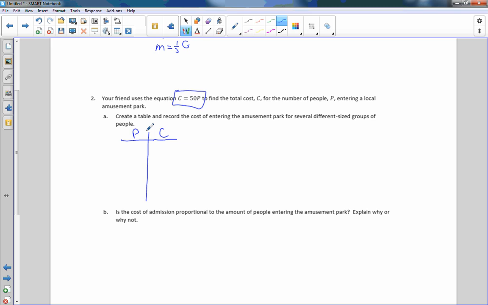So people is independent. I'm going to create a table of records that shows the cost to the amusement park in different size groups. So let's start with 1. If I have 1 person, it's going to cost $50. If I have a group of 2, it's going to cost $100. If I have a group of 3, it's going to cost $150, and a group of 4 is going to be $200, and I can go on and on and on by just simply adding 1 to the left and adding 50 to the right.